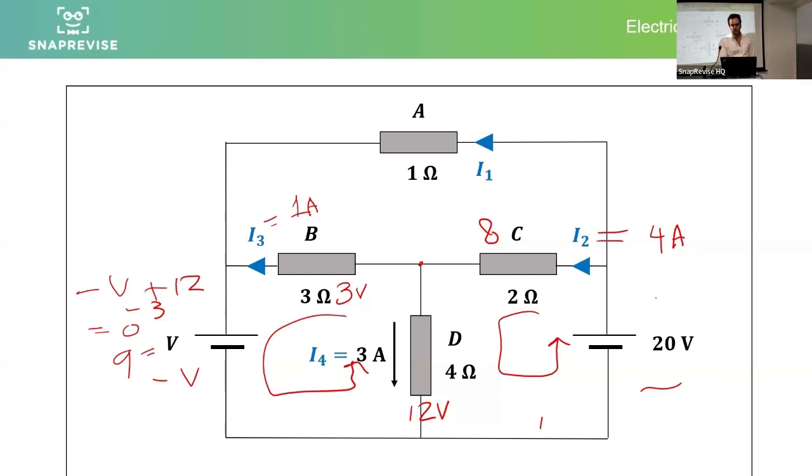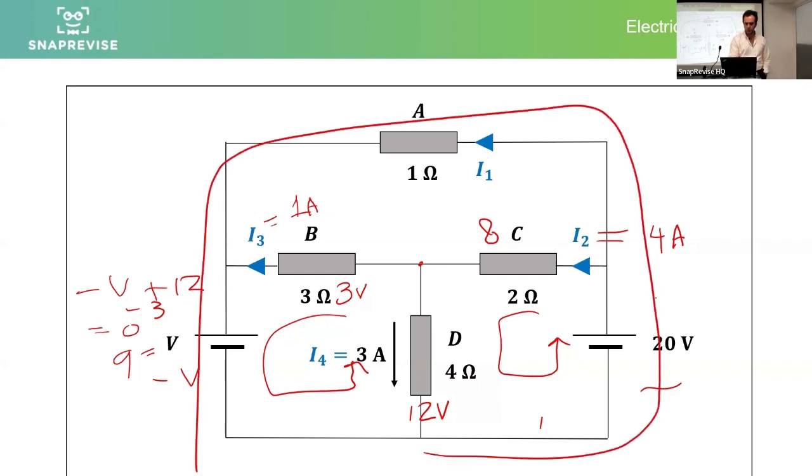Okie dokie, and last but not least, we can take the loop as a whole, this huge loop. You gain 20 volts here, you lose something here, you lose 9 volts here, and that's the end of the story. So you're going to have to lose 11 volts here. Therefore, I1 is actually 11 amps, which is a huge current. Okay, hopefully that's correct.